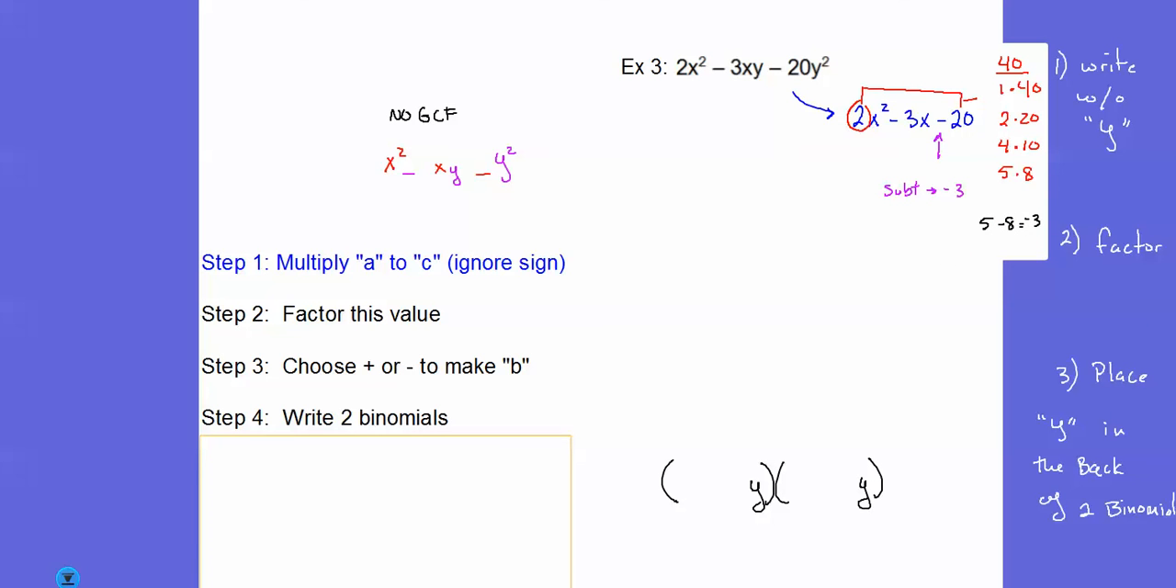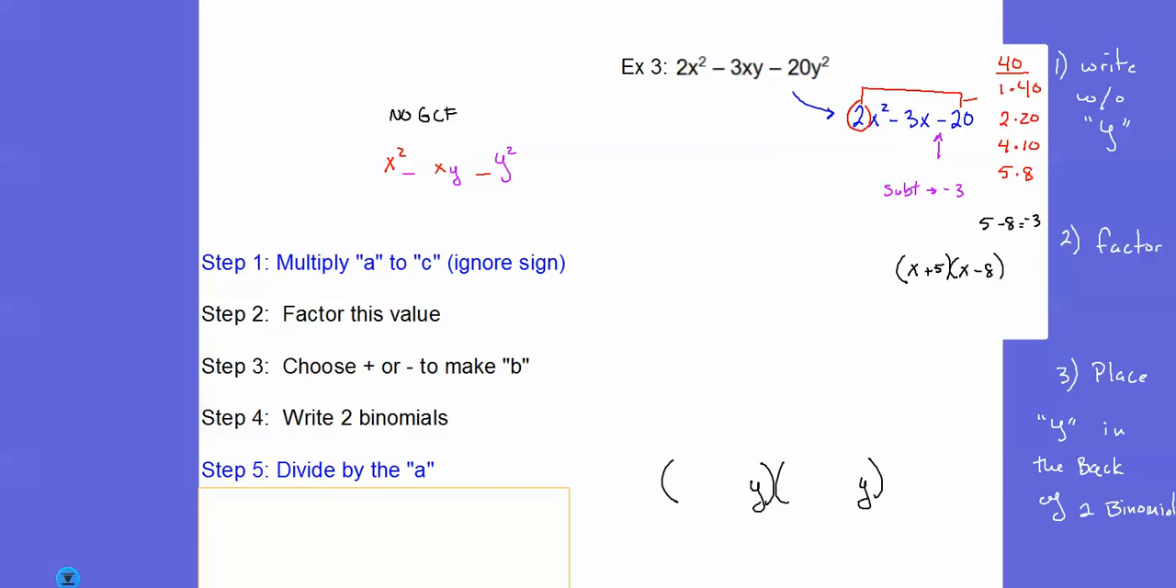What I'm going to do then is to continue with my process where I'm writing the two binomials. And again, I'm not yet ready to go back and replace the y's. So I have x plus the 5, and we have x minus the 8. So the next step is going to be divide by the a. Remember, at the very beginning of this problem, we multiplied 2 to the value of c in order to make 40. This is just a number set that we are working with. Then we have to undo that multiplication by a. So we're going to divide by 2, we're going to divide by 2.